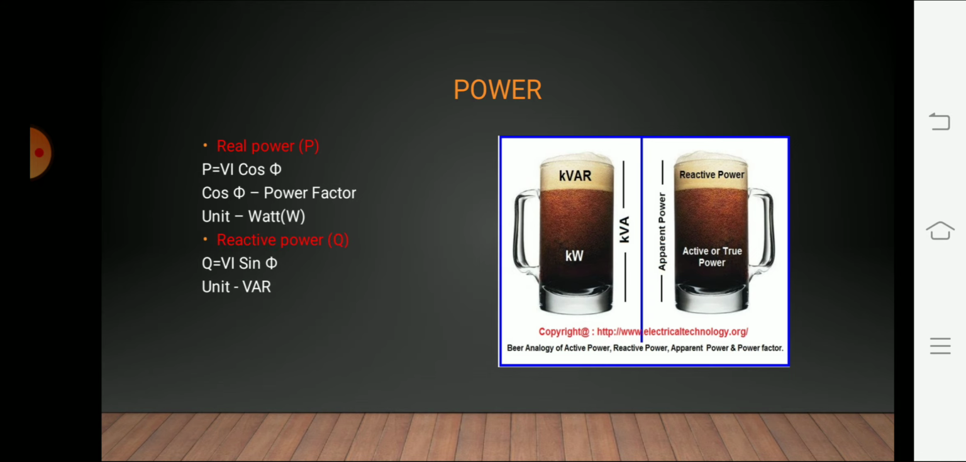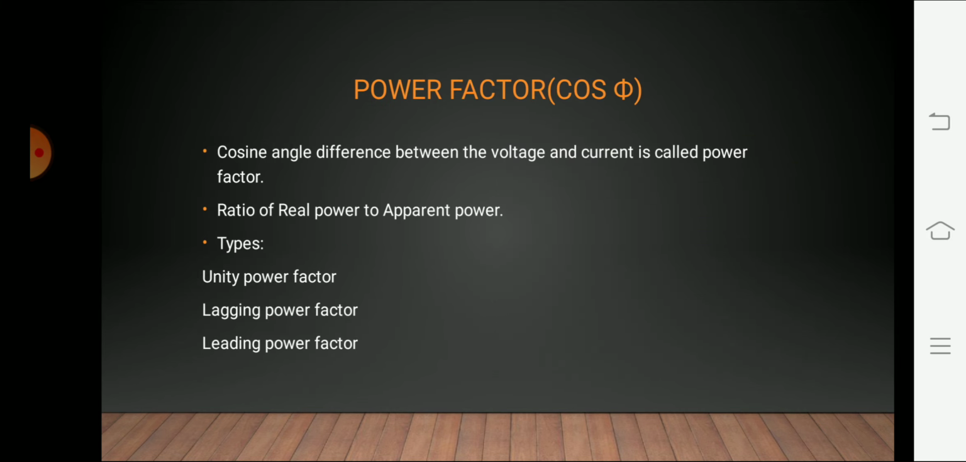Next one is the reactive power. Reactive power notation is Q. Q is equal to VI sin phi. The unit is VAR. Next one is the apparent power. The formula is S is equal to VI. The unit is VA. Phi is nothing but the power angle.